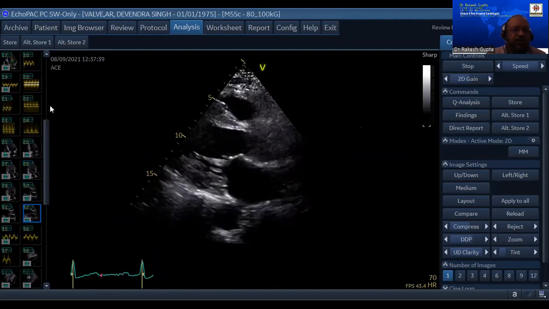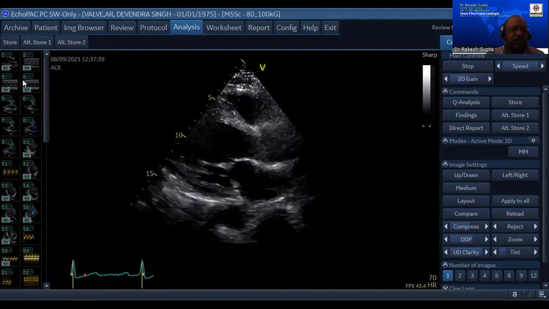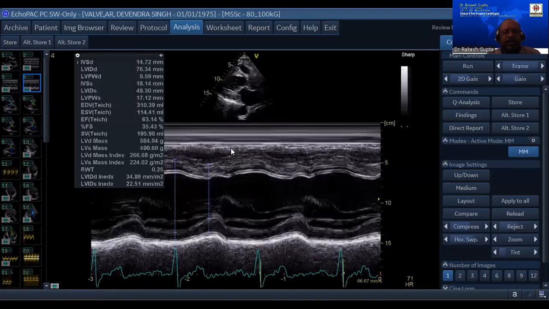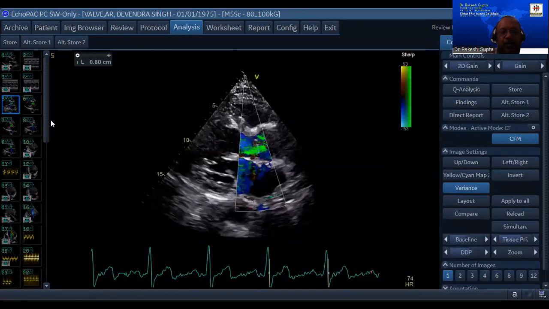Anyway, let me show you all the features before I show you a clip of AR. Now look at his LV. LV appears to be a little thickened, 14.72 of interventricular septal thickness in diastole, and LV posterior wall is 17. So concentric LVH is present over here. On top of that, look at the LV dimensions, 34 and 22. So this internal dimension during diastole is more than 32 millimeters per meter body surface area. Then it's dilated.